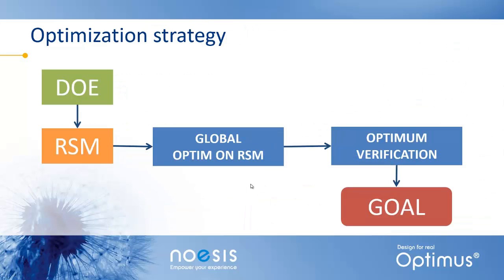Our optimization strategy will be the same that we used for the previous case study. We'll start by creating a design of experiments, then use that information to define a mathematical approximation or response surface model, then run a global optimization on that response surface model, and finally verify that optimum.